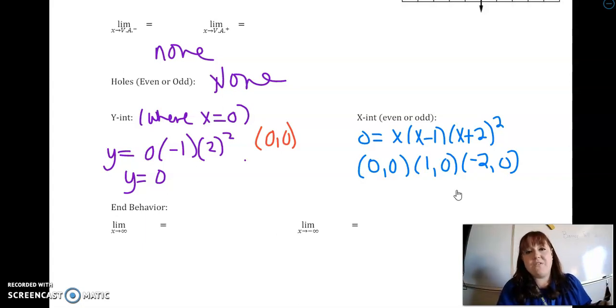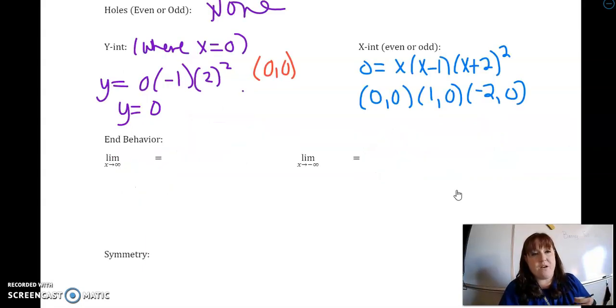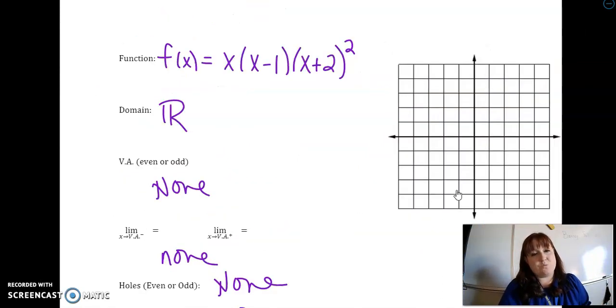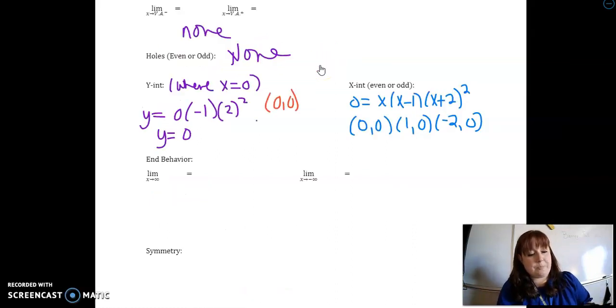Now let's look at end behavior. Is there a horizontal asymptote of any kind? Remember, end behavior is just a horizontal asymptote. This is a polynomial, so there isn't a horizontal asymptote because, again, there's nothing in the denominator. So we think the limit as x approaches infinity of this function. So what's going on in this function? When x gets really, really big, I have a big number times a big number times a big number squared. So it's just a really big number, right? So as x approaches infinity, I'm approaching infinity. I'm just getting to be a really huge number.